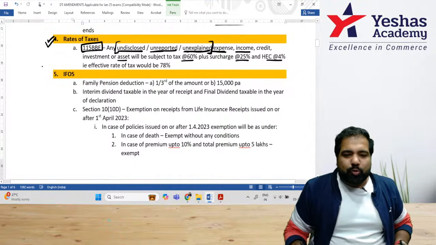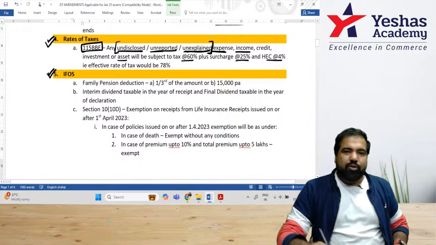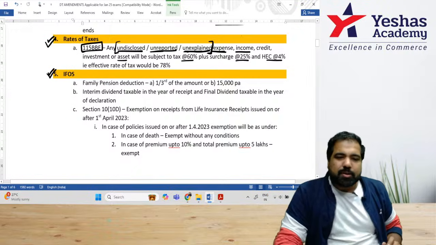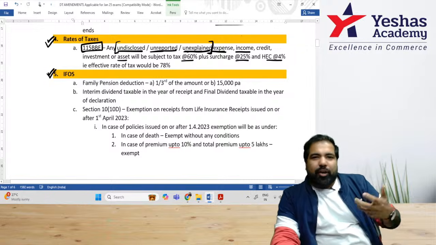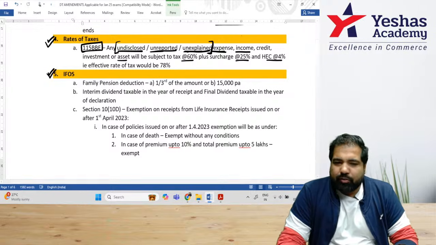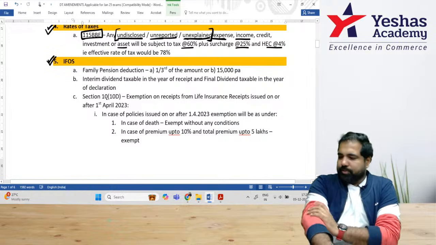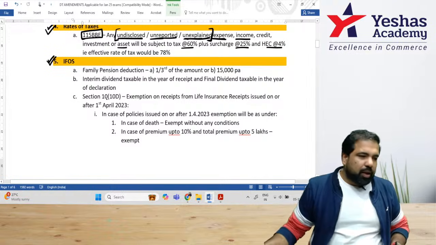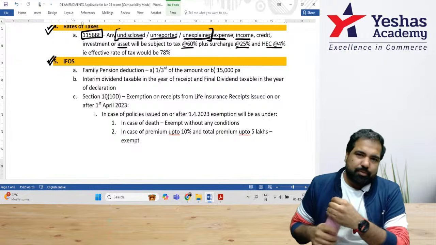Congratulations, we now move to question number 5, which is IFOS, income from other sources. Your dividend income, your interest income, your other income, casual income, all of that comes under IFOS. Let's see what is the change here. The first change, as you know, pension is taxable.